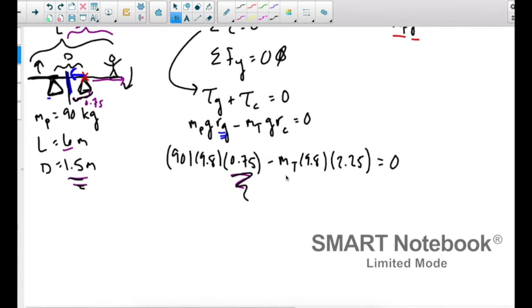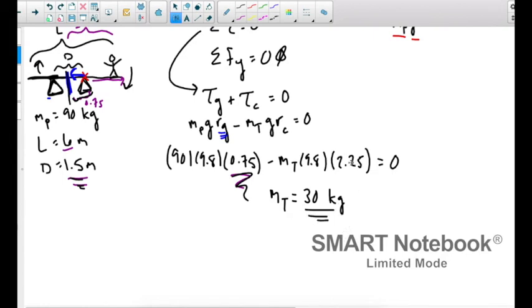Okay, now it's just simple algebra to rearrange this and solve for the mass of Throckmorton. I'll let you guys do that on your own. It's pretty simple. But when you do that, you get that the mass of Throckmorton is 30 kilograms. So he's a little guy. He must be like some little punk kid.